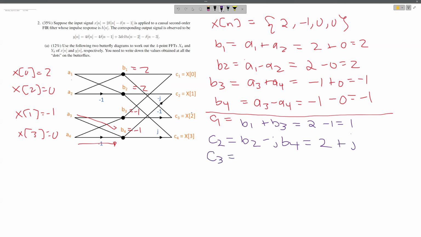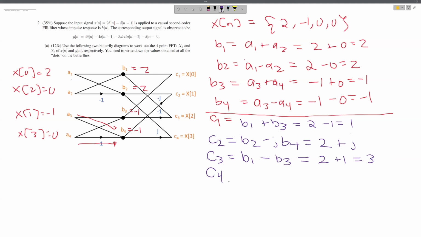Next, C3 gets contributions from this horizontal. Well, that's not right. It gets contributions from B1, and next from this horizontal, and this -1 is actually on that horizontal. So in my opinion, a bad diagram. Anyways, B1 minus B3 equals, B1 is 2 and B3 equals -1, so minus -1 is plus 1, equals 3.